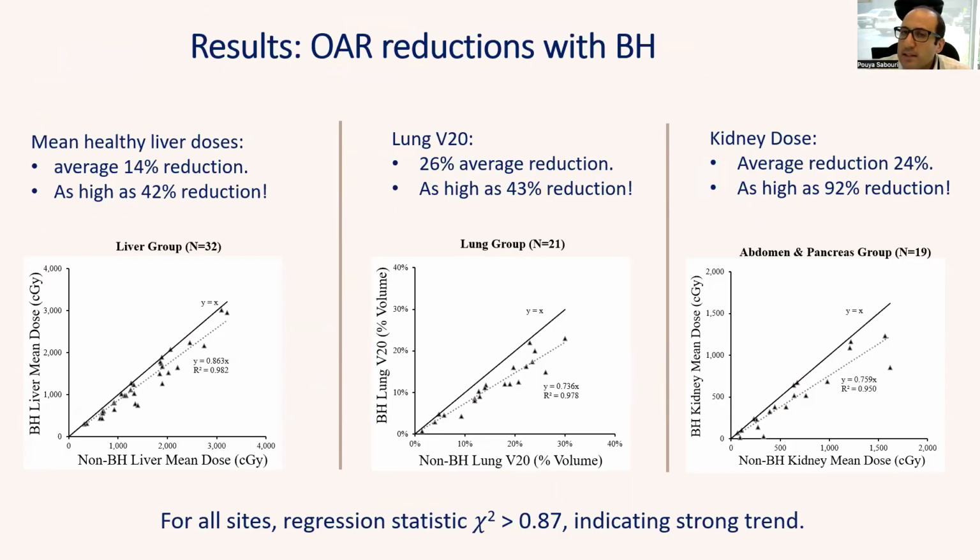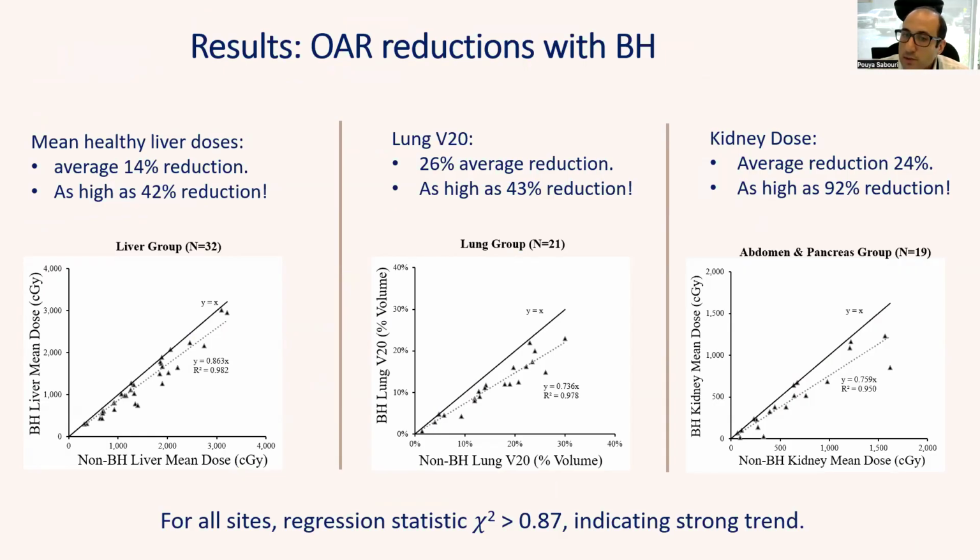Breath-Hold planning did lead to a pretty meaningful reduction in dose to surrounding organs at risk across different sites. Starting on the left, we look at the healthy liver dose for 32 liver patients. On average, Breath-Hold brought about a 14% reduction, but for some patients, the reduction was as high as 42%, and that's pretty big.